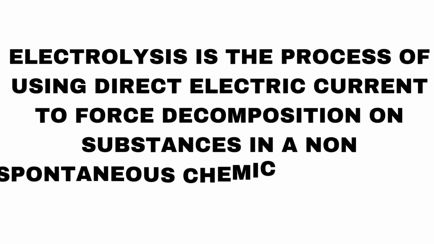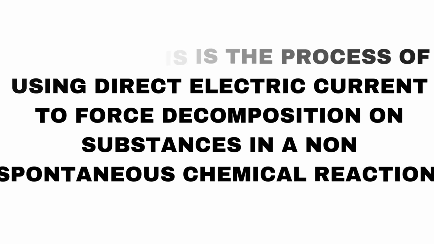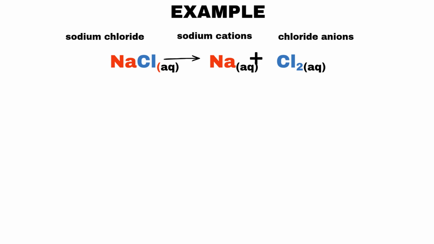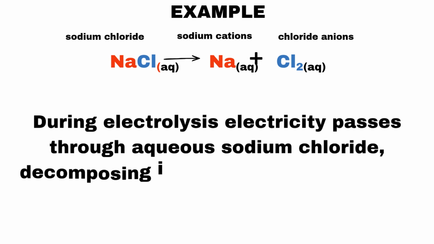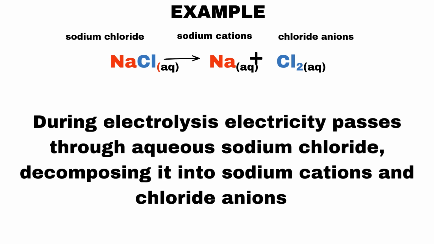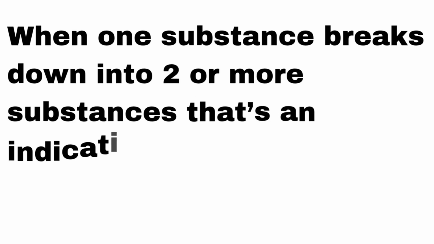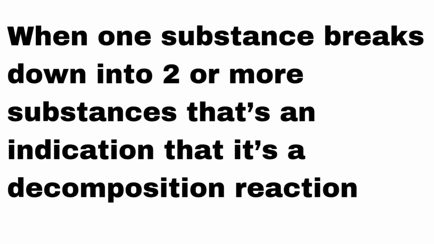Electrolysis is the process of using direct electric current to drive a non-spontaneous chemical reaction, typically decomposing aqueous or molten compounds into their elements. For example, when salt water, aqueous sodium chloride, undergoes electrolysis, sodium chloride decomposes into sodium cations and chloride anions when electricity is passed through the aqueous solution. Here is a memory hook to help you remember. When one substance breaks down into 2 or more substances, it's called a decomposition reaction.